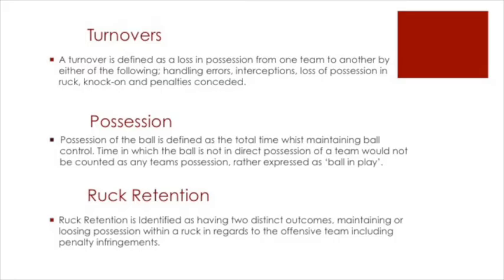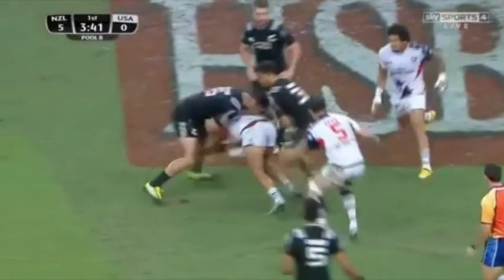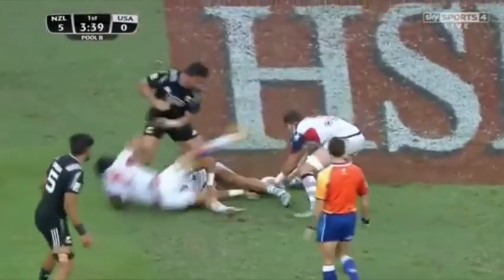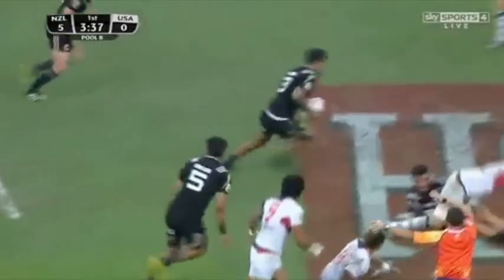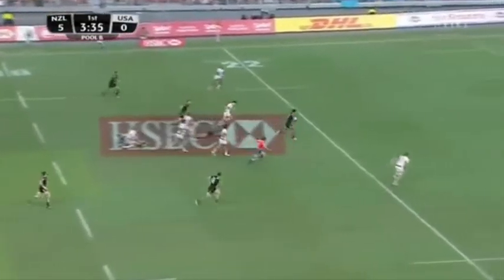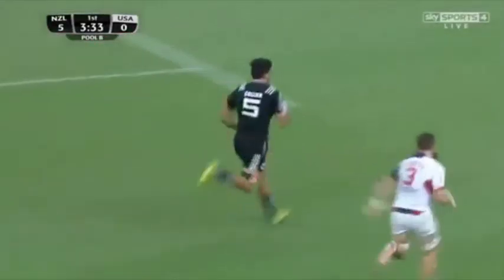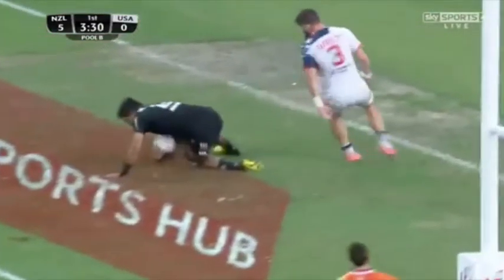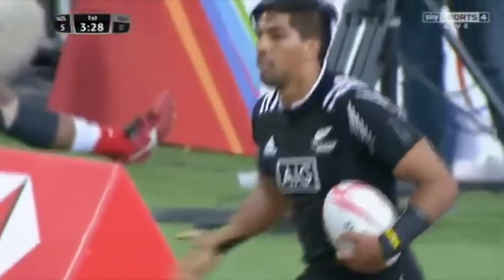The video begins with USA in ball possession. The man is tackled, a ruck is formed, a handling error occurs, and New Zealand get a turnover. The New Zealand player passes the ball. A try is scored as a result of this.